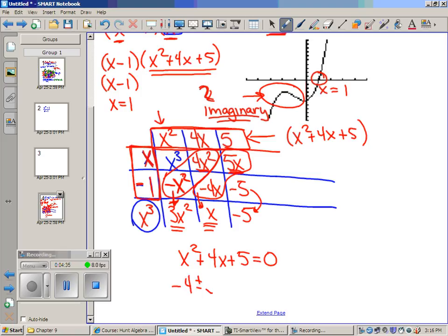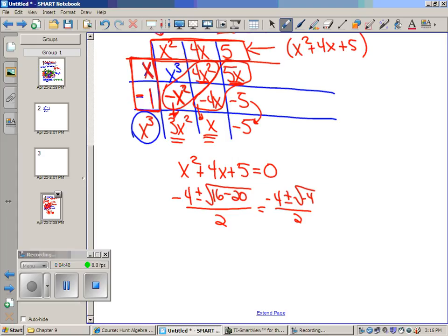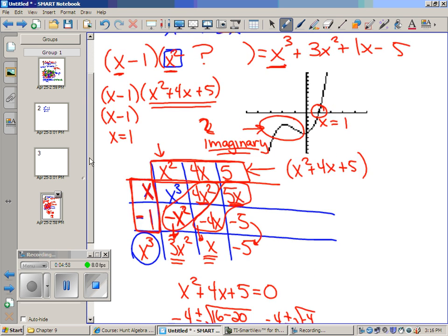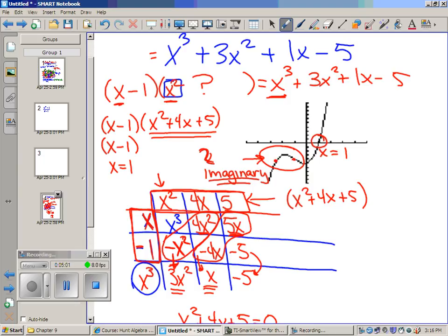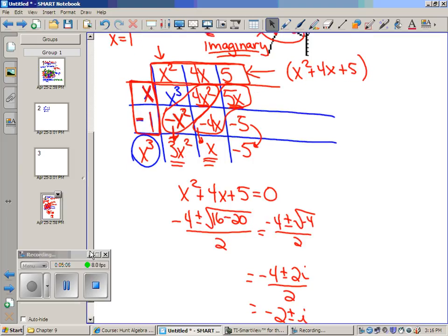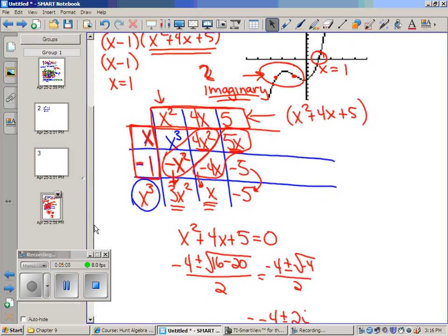Negative 4 plus or minus the square root of b squared minus 4 times a times c all over 2a. And look at that. It is an imaginary answer. So I get negative 4 plus or minus 2i all over 2, which is negative 2 plus or minus i. And there they are. If I look back at my graph, negative 2 plus or minus i must be around those spots there. So this is how to use polynomial division using this polydoku method.